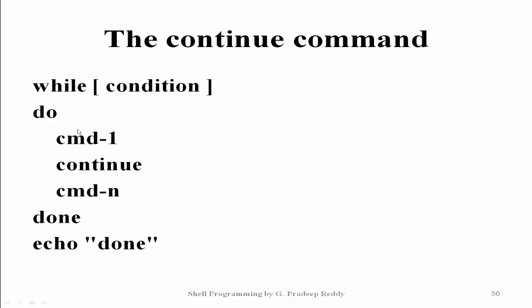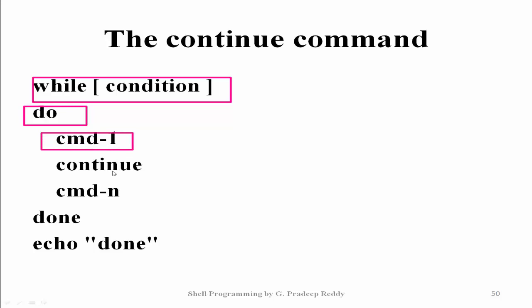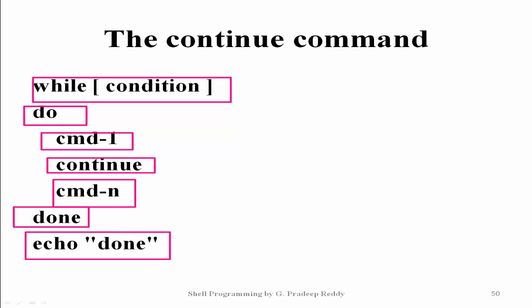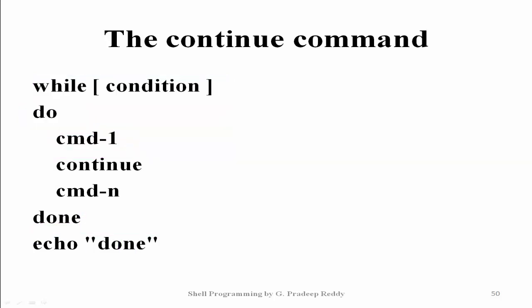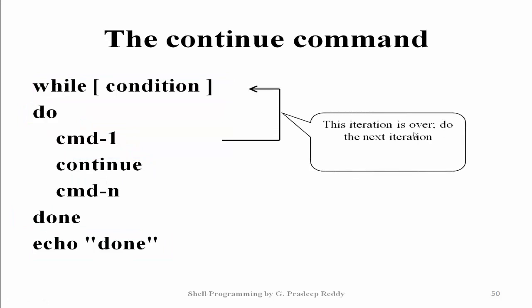Continue. Here you will be continuing the statement until you are done. While condition, you are going to specify the condition, do and command 1, and it is going to continue up to command n, and finally it ends with done, and it is going to echo the value is done. This iteration is over, do the next iteration. It means once this is continue, then again it is going to check the condition, and again it is going to continue its execution.